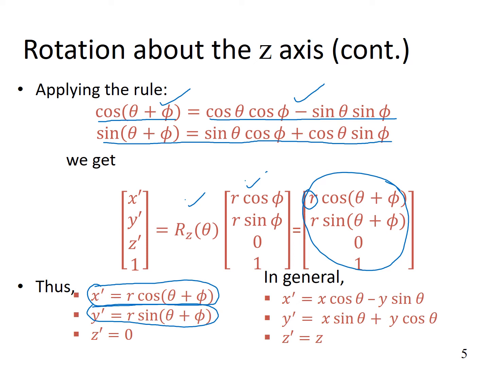And of course z dash is equal to 0 because our z coordinate of the original point was 0. But we can write this in general form, that the new location x dash would be equal to x cos theta minus y sin theta, and the new location y dash will be equal to x sin theta plus y cos theta, where theta is the angle of rotation. And the new location z dash will be equal to the previous location of z because we are performing rotation about the z-axis.